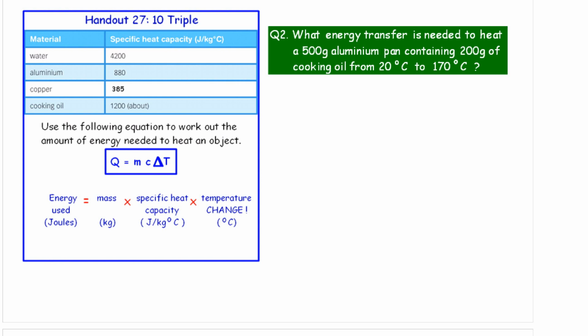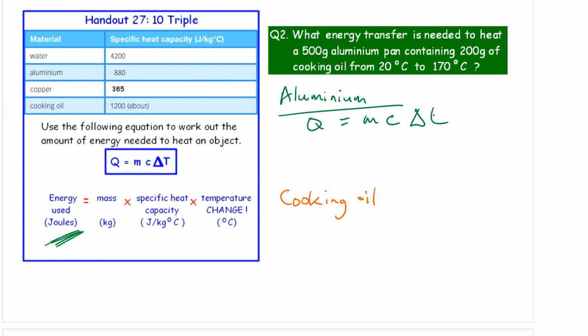Okay, question 2. What energy transfer, so we're trying to work out energy used again, is needed to heat a 500 gram aluminium pan containing 200 grams of cooking oil from A to B temperature? So we've got two calculations to do. We've got one for the aluminium, and then we've got one for the cooking oil. And then you just add them together. So let's do the aluminium first. We've got an equation, Q equals MC, change in temperature.